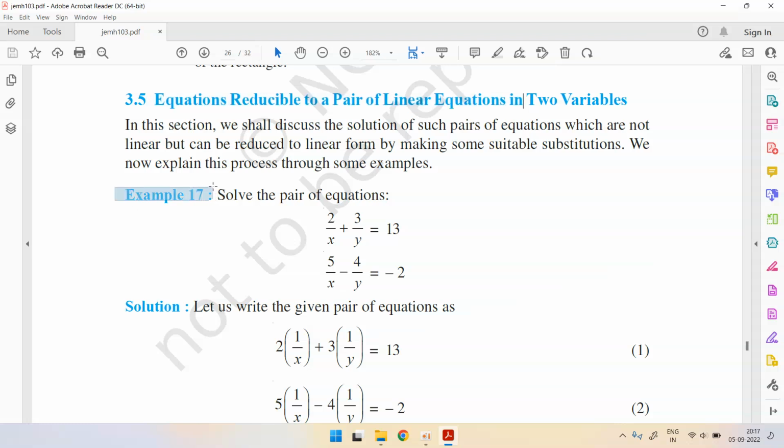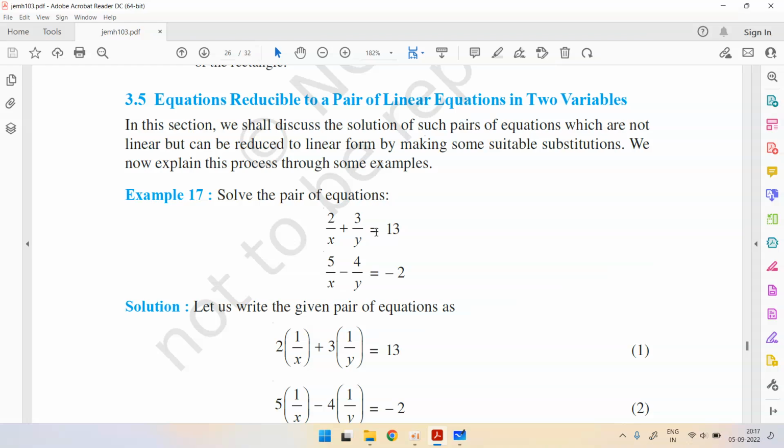So first consider the example. Solve the pair of equations 2 by x plus 3 by y equal to 13 and 5 by x minus 4 by y equal to minus 2.